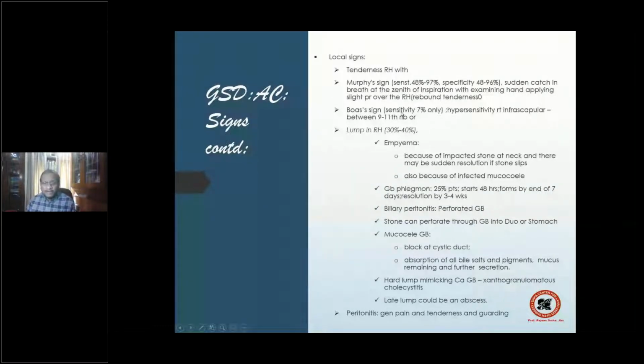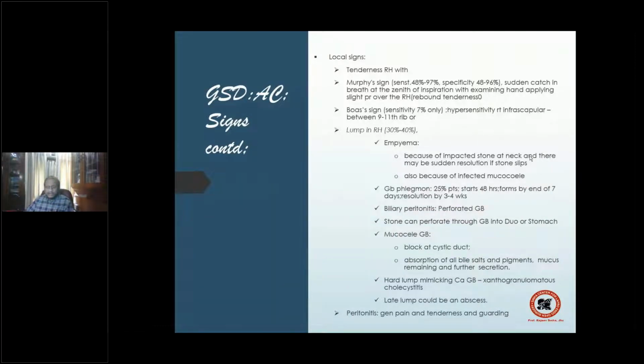But the lump in the right hypochondrium, we have not talked about that, and the reasons why you have a lump. The lump is found in almost 30-40% of cases, and this we said is empyema. Why does empyema occur? It usually occurs when there's an impacted stone at the neck of the gallbladder, and there may be sudden resolution of this lump also. The stone gets disimpacted, everything drains to the CBD, the lump disappears, right?